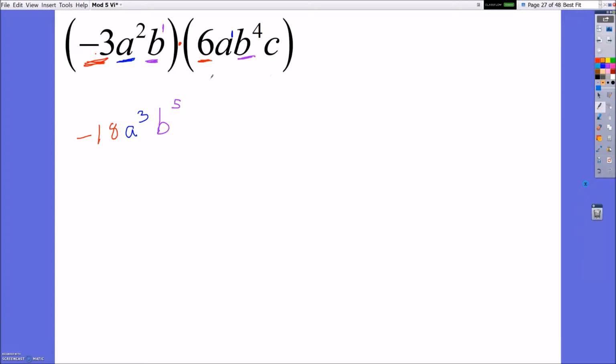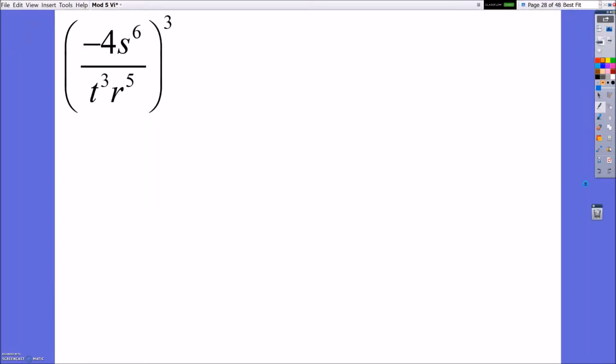And last but not least, I have a c on my right side, but I don't have a c here, and that's okay. So I'm just going to write c. It has an invisible exponent of 1. I don't need to write that in my final answer. All right, let's go and look at the next one now.